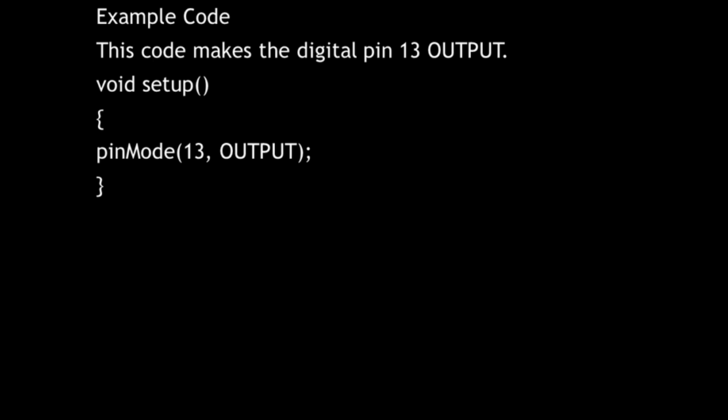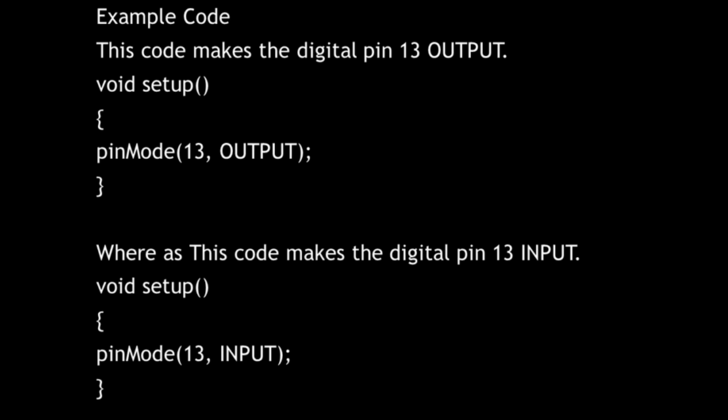Okay, let's see an example code. This code makes the digital pin 13 behave as output, whereas this code makes the digital pin 13 behave as input. Number 2, delay function.